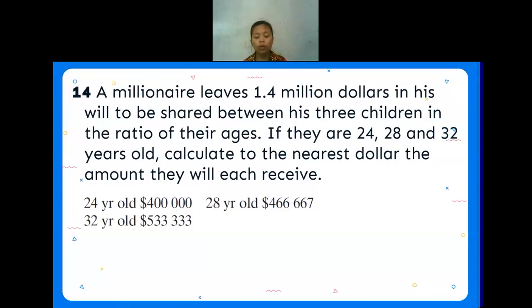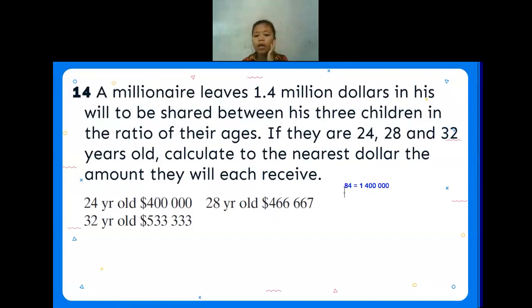Okay. So when you have found the total, 24 plus 28 plus 32, in total it will be equal to 84. So we have that 84 is equal to 1.4 million, like this, and then you can find the 1. After that, you can find the amounts for the 24, 28, and 32. You round off the number to the nearest dollar. That's why the answer will be equal to this much.